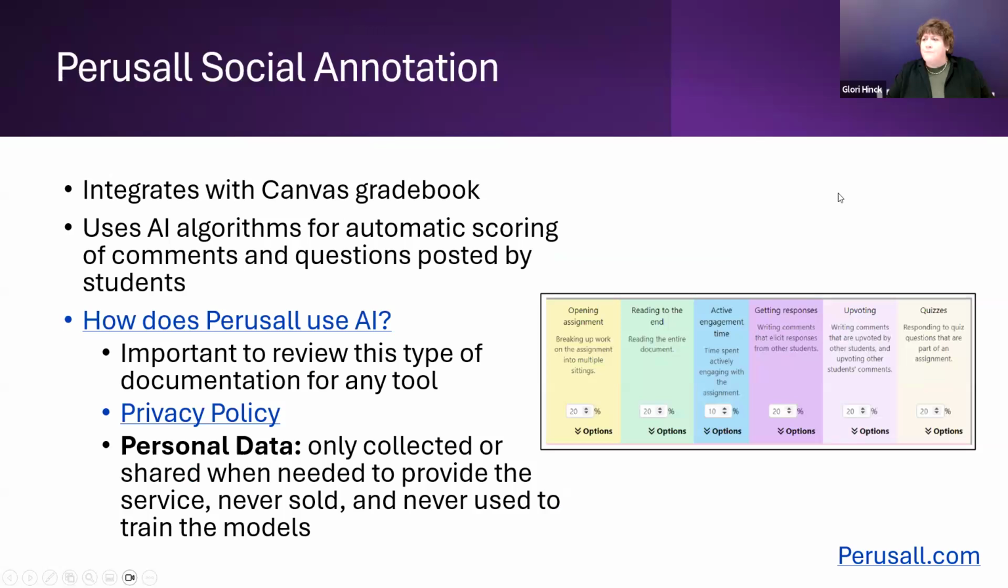Does anybody use Perusall, a social annotation tool? Perusall has an AI engine to it that will automatically grade some of the work that students do, or automatically score it. And again, I have some links in this PowerPoint that tell you how Perusall uses it and their privacy policy. In this particular case, personal data is only collected or shared when needed to provide the service. It's never sold and never used to train the models. So you'll see that in a lot of different tools. It'll tell you if it uses it to train the models or not.